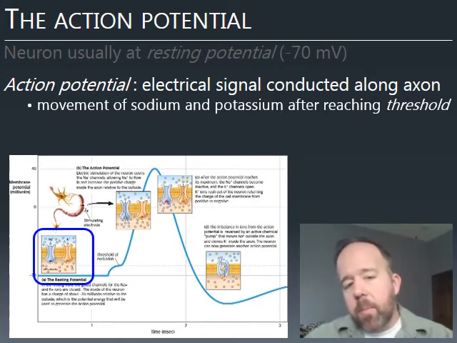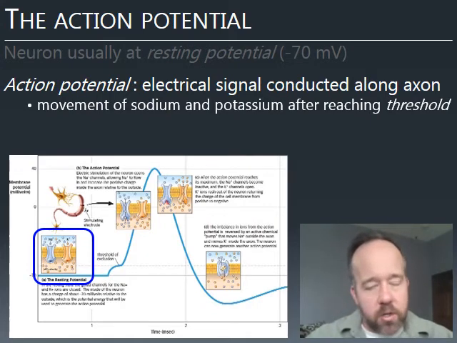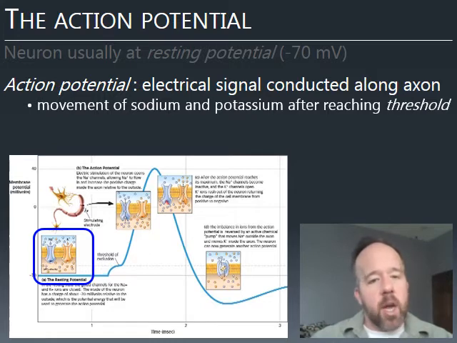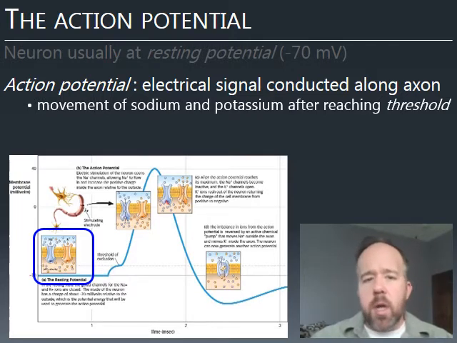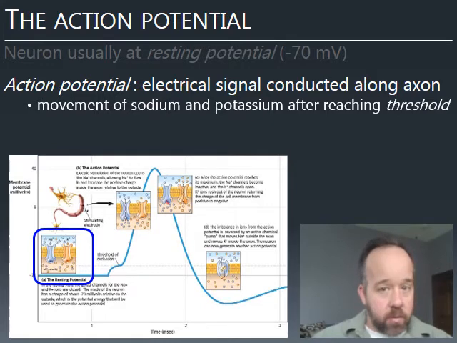And so if a threshold is reached, what the threshold is, it's a minimum change in voltage. So normally the neuron's at minus 70 millivolts. If it goes up by about 20 millivolts, depending on what's going on in that cell body, then the neuron will hit threshold, and the axon will generate an action potential, which means sodium is going to move in, potassium is going to move out, and the timing here matters.